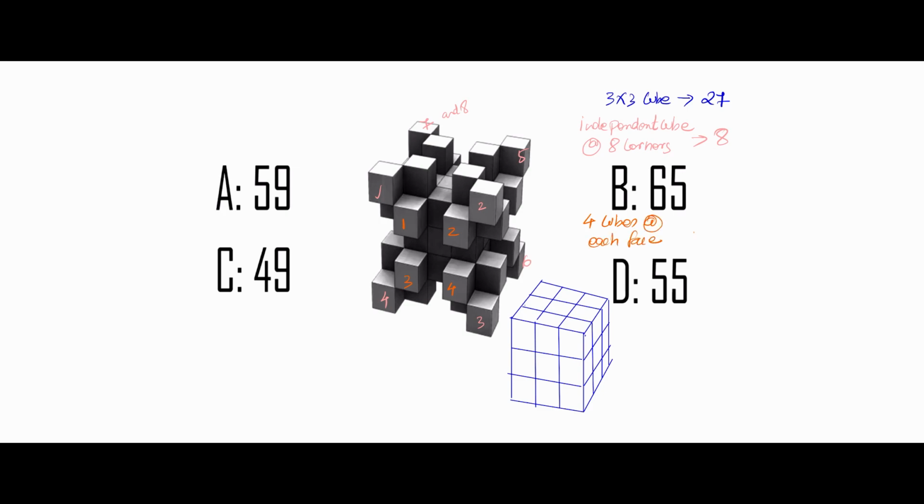So in total 4 into 6, 24 cubes are present. So in total the number of cubes present in this 3D figure is 27 plus 24 plus 8, and the total is 59 cubes.